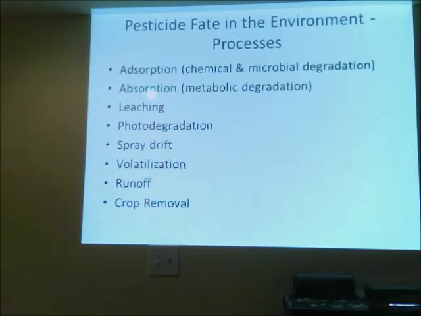Once it actually gets into the plant, or if it gets into an animal, it can be metabolically degraded as well. So in animals or in plants, there are methods for actually metabolizing that particular pesticide. Pesticide can leach through the soil, so it can move down into groundwater. It can be photodegraded, as I said before.